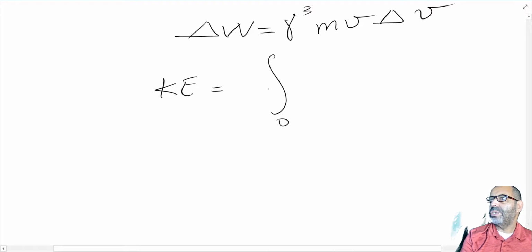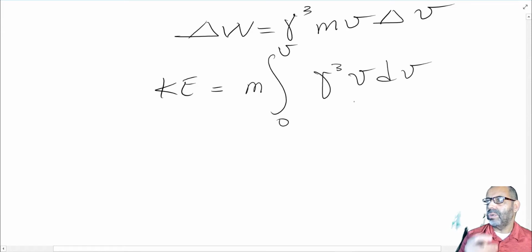I'm going to take this proton, for example, started at rest, and now has reached a certain velocity v, and this is given simply by m, which is just a constant, times the integral of, again, gamma cubed, that depends on v, so I cannot take it out, and I am left with v dv. Okay, so that's the integration I'm supposed to do now.